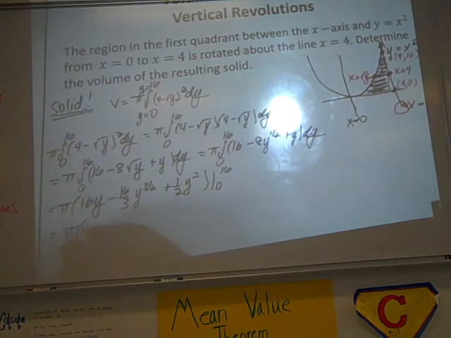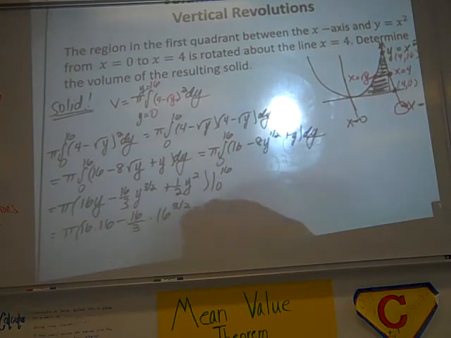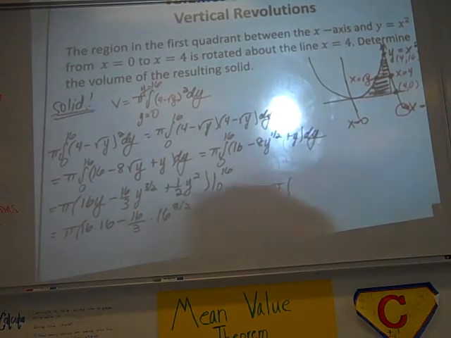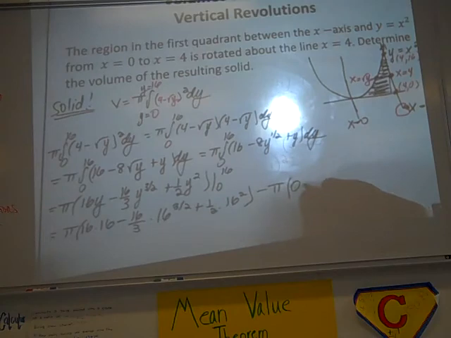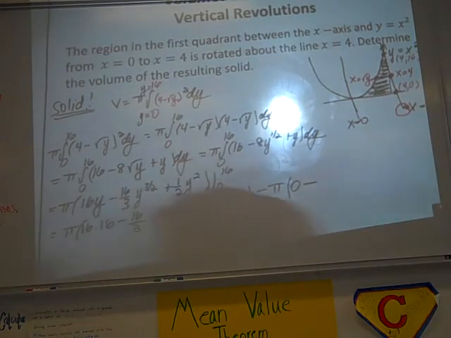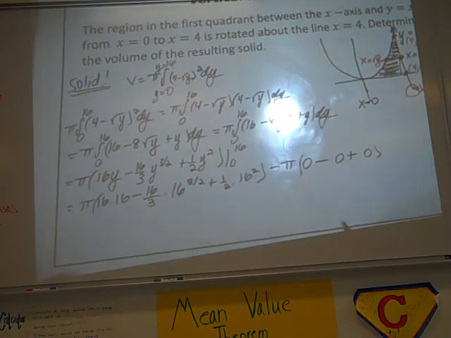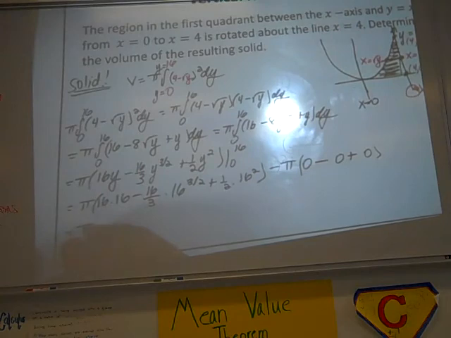So here's pi. 16 times 16 minus 16/3 times 16 to the 3/2 plus 1/2, 16 squared, minus pi, evaluate at 0. 16 times 0, 0, minus 16/3, 0 to the 3/2, 0, plus 1/2, 0 squared, 0. Great. And let's assume we're on the multiple choice.